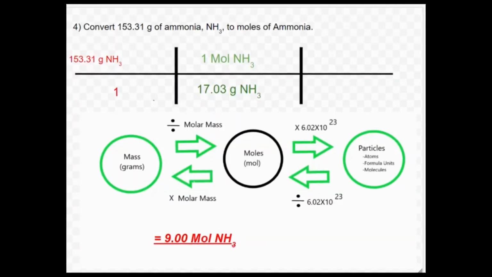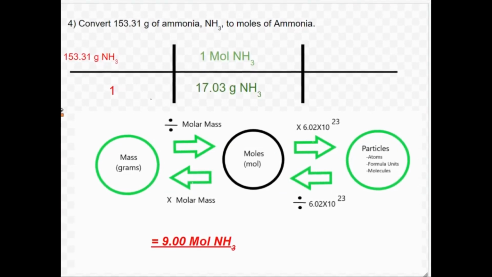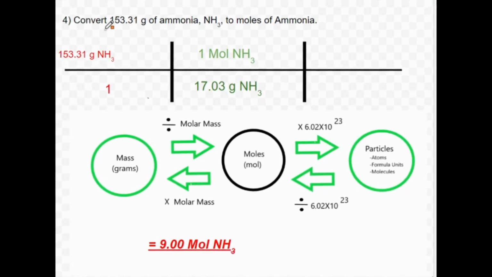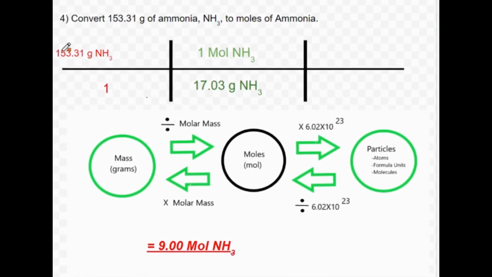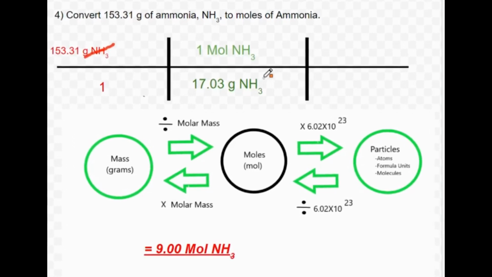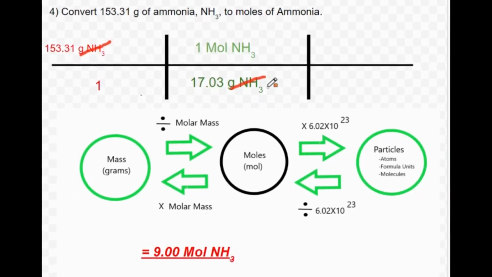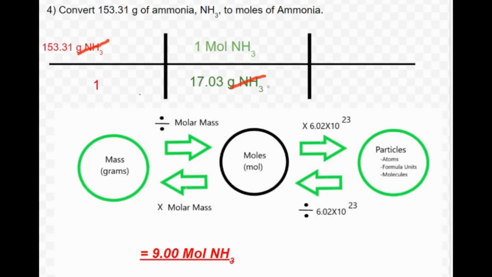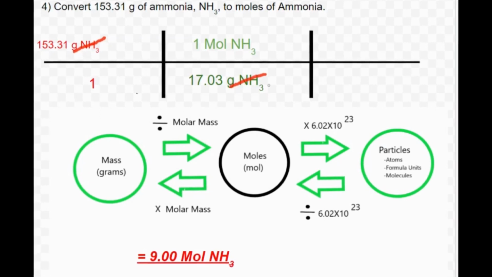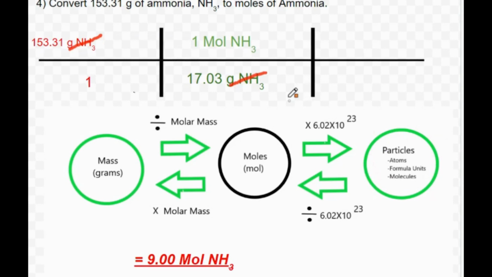Okay, so we're being asked to convert from grams of ammonia to moles of ammonia. So again, I always start in the top left with what I'm given in the problem, 153.31 grams over 1. That gives me a hint as to what I should put in the denominator of the second fraction, so grams of NH3. I always know I need to go from grams to moles before I could go to particles. In this case, I'm going directly to moles, so I don't need to worry about the particles. But if I did, I know that I'd have to use this part of the mole map.